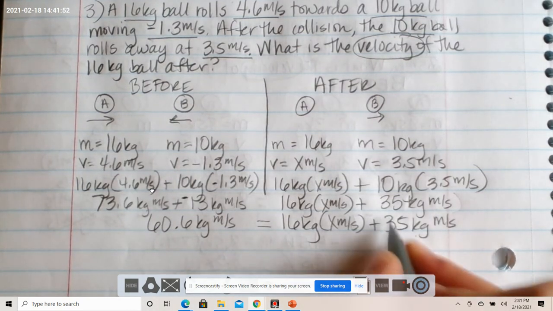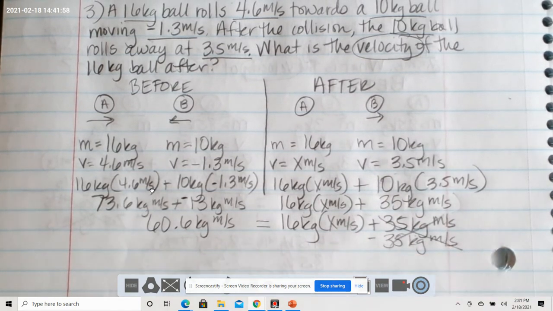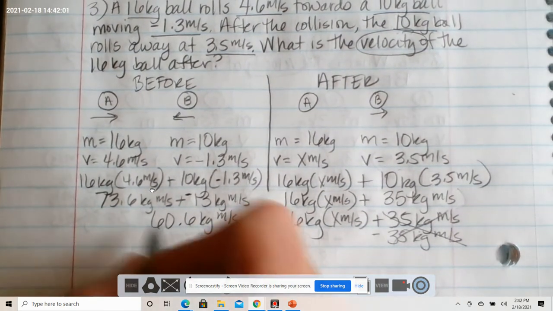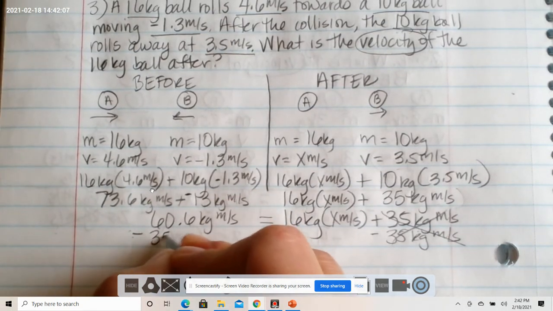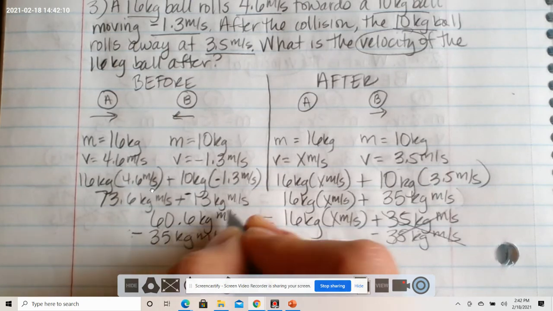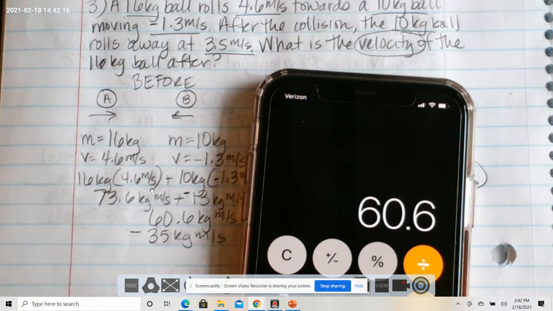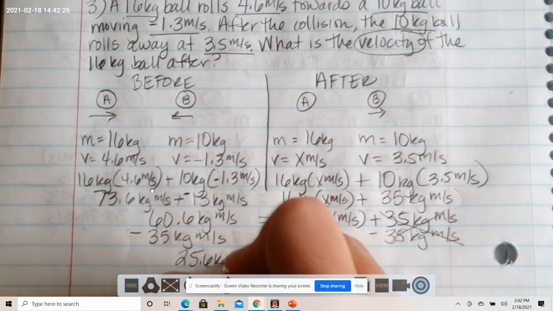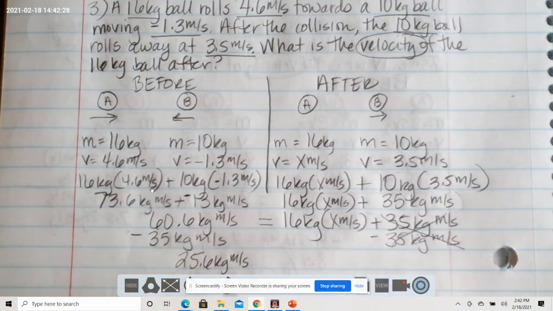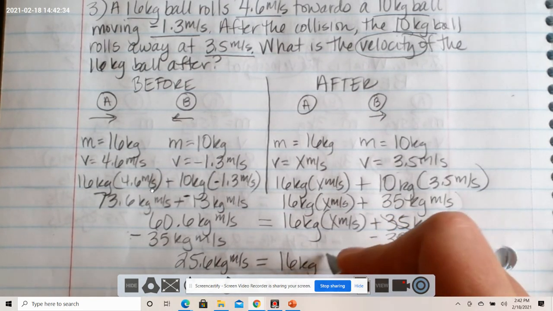So if I'm adding 35, I'm going to subtract 35 kilograms meters per second. That gets rid of it on that side. So I'm done with it on this side, but I have to deal with it on this side. I also have to subtract it over here, 35 kilograms meters per second, because I have like terms. I can do that. So I'm going to go 60.6 minus 35 equals 25.6 kilograms meters per second. So I've now reduced that down to where I can put my equal sign, and I'm going to bring down the rest of my problem that I haven't solved yet.